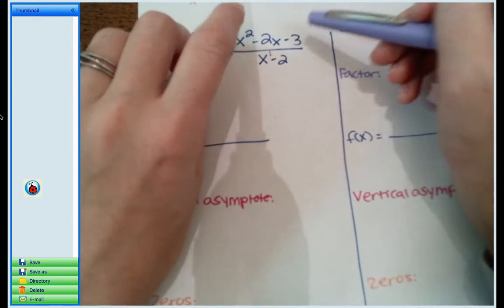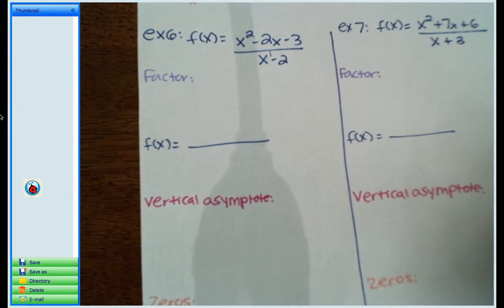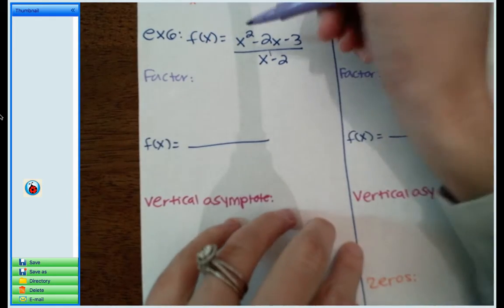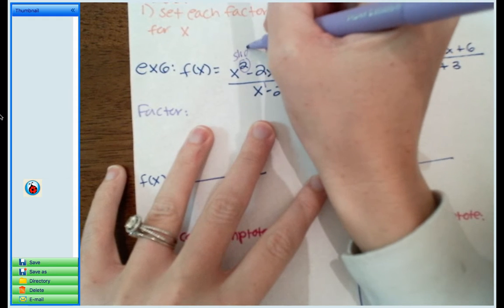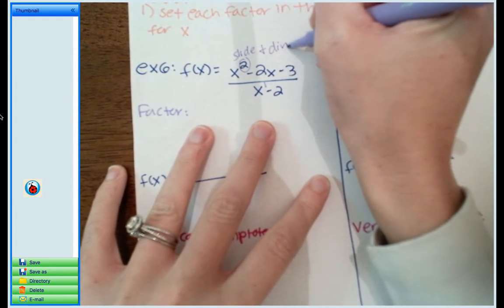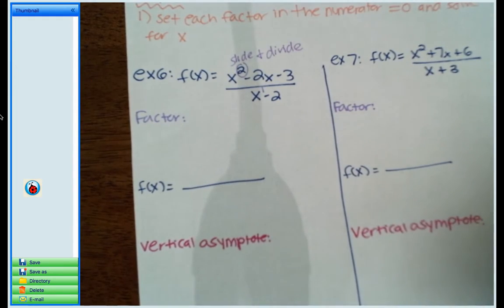So we have to factor this numerator. If I have 3 terms and a quadratic, the way we factor is slide and divide. If you already know how to slide and divide, go ahead and do that on your own. There's no point in watching me do it. But if you don't remember, go ahead and follow along.